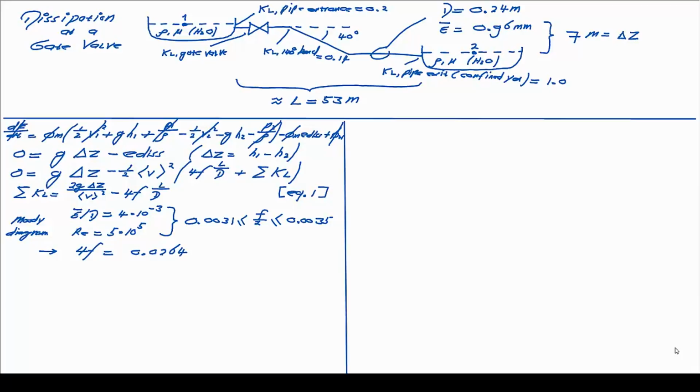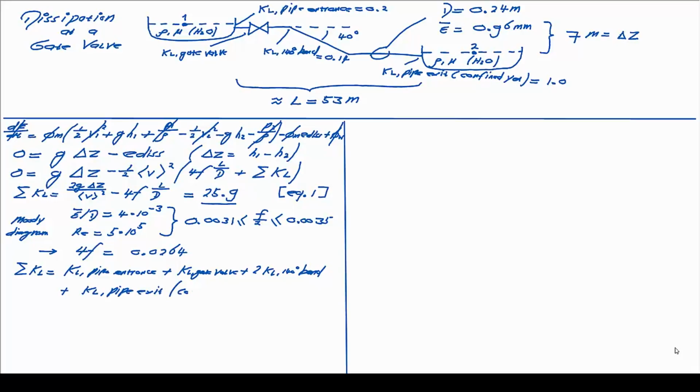0.0264. Putting the numbers into equation 1 gives sigma KL is 25.9. Then, since also sigma KL is KL pipe entrance plus KL gate valve plus 2 times KL 140 degrees bend plus KL exit confined jet, it follows that KL gate valve is 24.4. And hence, looking at the formula sheet, the gate valve is approximately 3/4 closed.